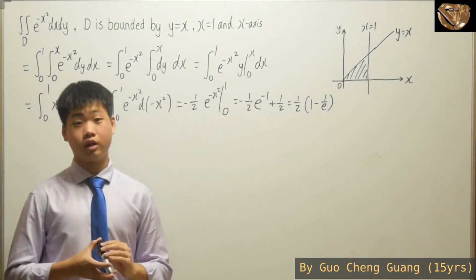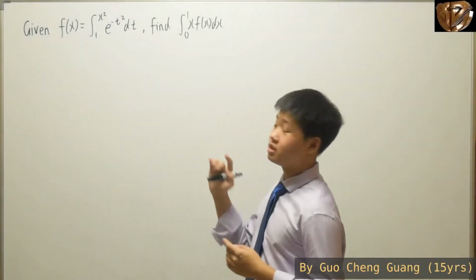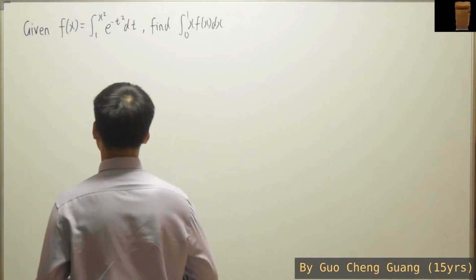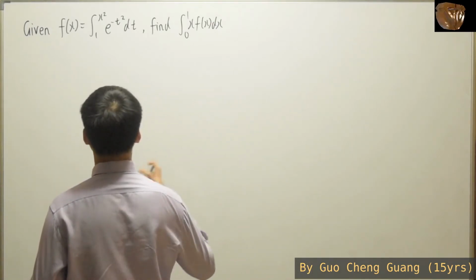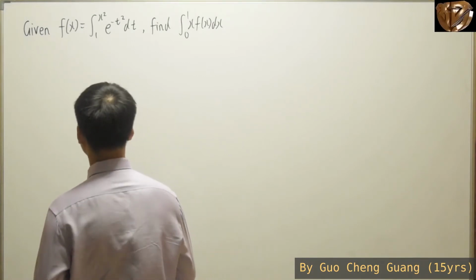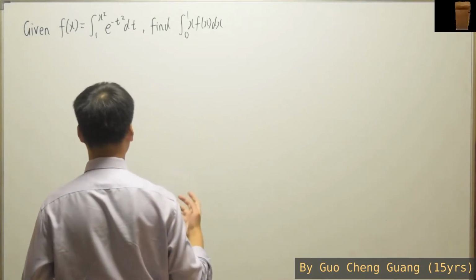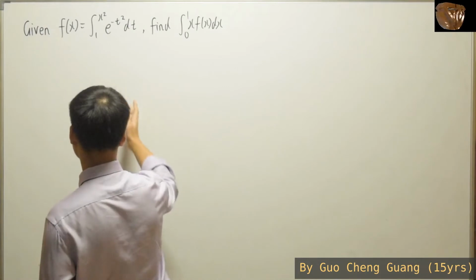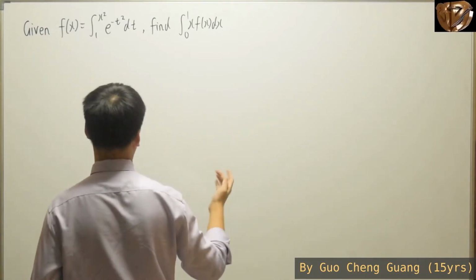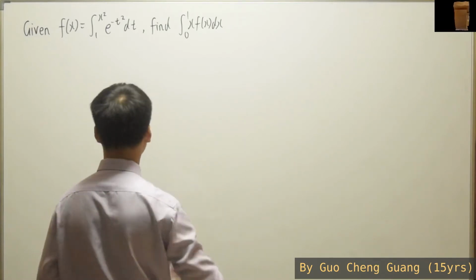Now let's take a look at one more. Alright, so this is the example we have for the second part. Right, so we are given f(x) equal to the integral from 1 to x squared of e to the power of negative t squared dt. After you finish whatever integration you have inside, if you can solve it, whatever comes out would pretty much be in terms of x, which is f(x). And we have to find the integral from 0 to 1 of x times f(x) dx.